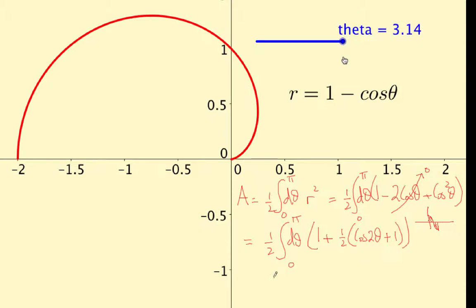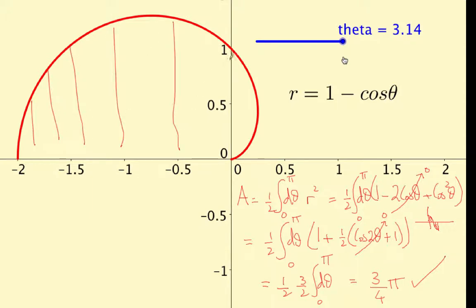And now you can see that this is just half, and then there's 1 plus a half, which is 3 over 2, integral d theta from 0 to pi. And there is this integral over cosine 2 theta, but the integral over cosine of 2 theta will also be 0. And so that's then 3 over 4 times pi. That is the area which is under this red curve over here. That's half a cardioid.